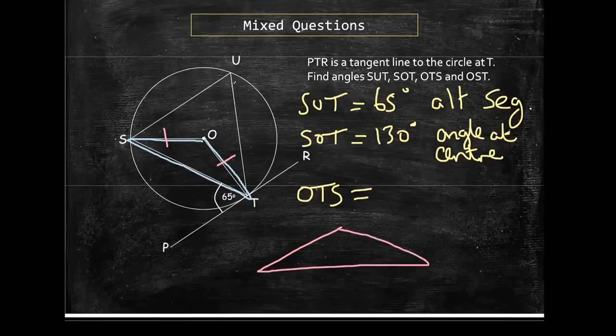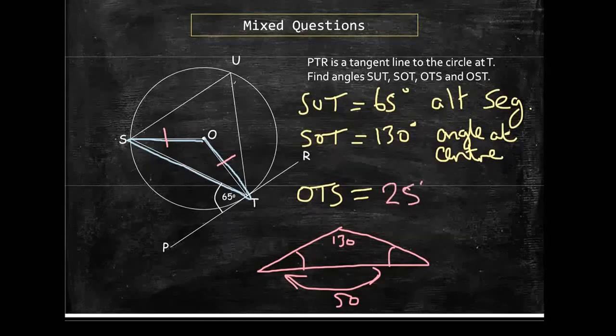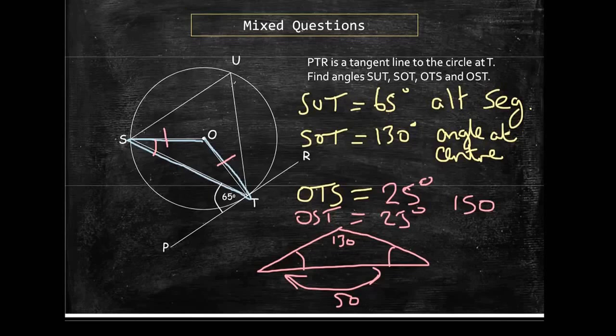I've just worked out what the angle at the top is. It's 130. That must mean that these two base angles are going to be equal. Angles in a triangle add up to 180, so both of these together would have to add to 50. That means that each of them must be 25 degrees. And the last one it also asked for was OST. That's this angle here, so OST also equals 25 degrees. The reason I would give is because of isosceles, due to the radii that were just marked on.